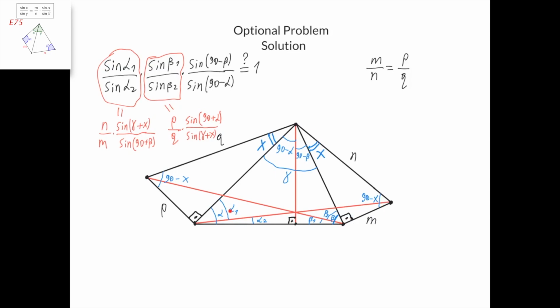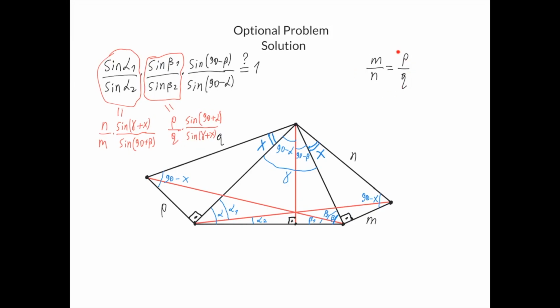Now let's apply the law of sines for this triangle and this triangle. Then we get that sine of alpha 1 over sine of alpha 2 equals n divided by m times sine of gamma plus x over sine of 90 plus beta, as given here. We can apply the law of sines for this triangle and this triangle, and then we get that sine of beta 1 over sine of beta 2 equals p over q times sine of 90 plus alpha over sine of gamma plus x, as given here.